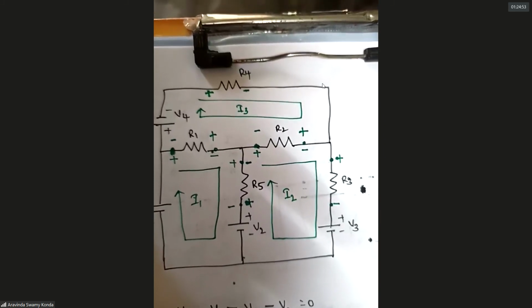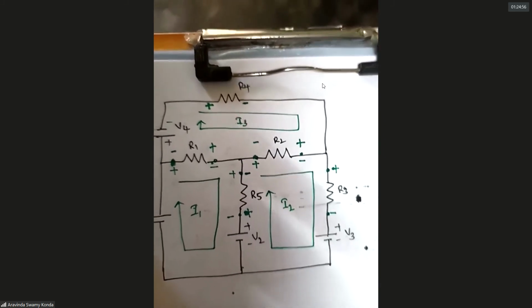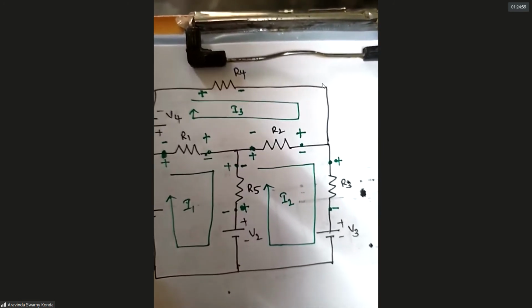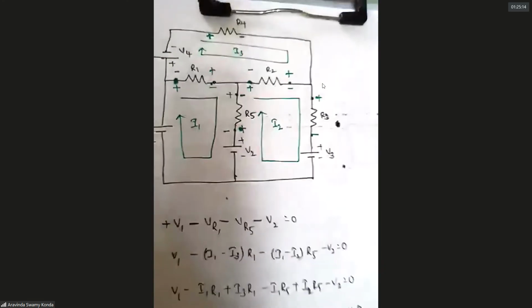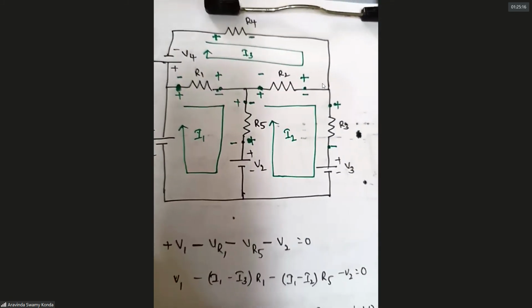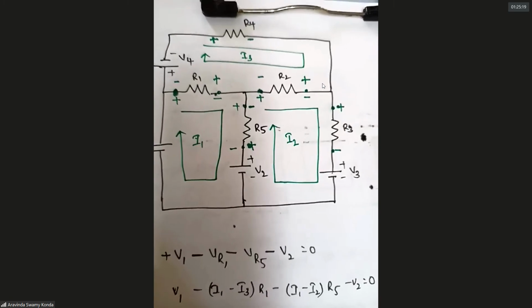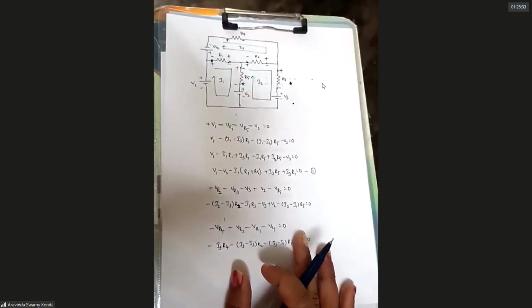What is the current in the R4? I3, very good. I3 R4. Next, what is the current in the R2? I3 minus I2. Very good. Next, what is the current in the R1? I3 minus I1, minus V4. So in this way, write the equations, multiply and simplify in terms of I1, I2, I3 and sources.